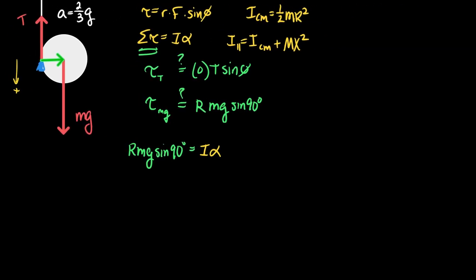So let's do that. I center of mass is 1/2 mr squared. And looking at my picture, I'm shifting from the center to the edge. How far am I shifting the moment of inertia? One radius. So plus mr squared.